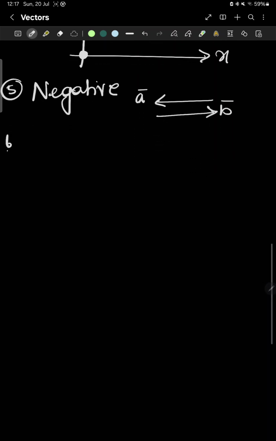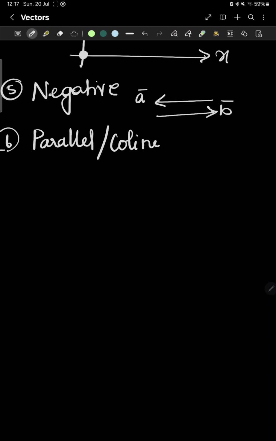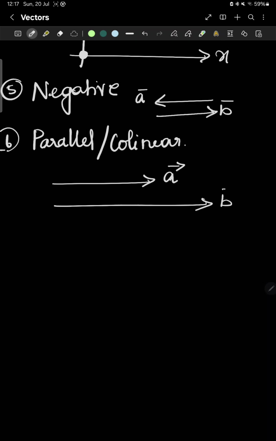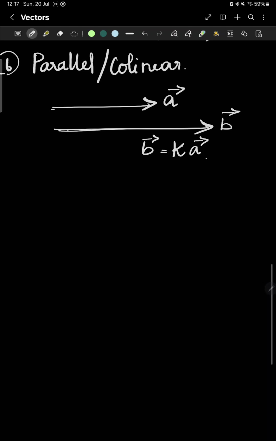Parallel or collinear vectors. The next one is parallel or collinear. Which means these two vectors will be moving along the same line of action. For example, let us consider a vector here and consider it as b vector. All the magnitudes can be different. So for example, this b vector can be represented as a scalar multiple of a vector, which means they are collinear. That means they are moving in the same line. So those are known as parallel or collinear vectors.